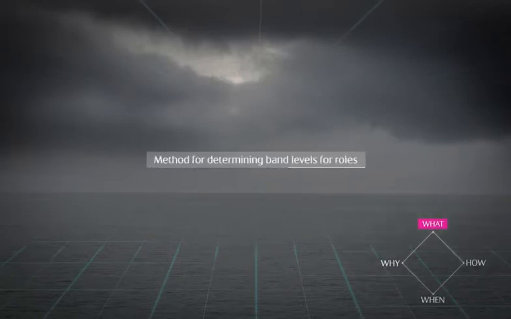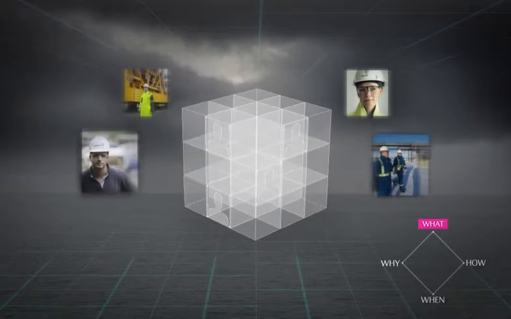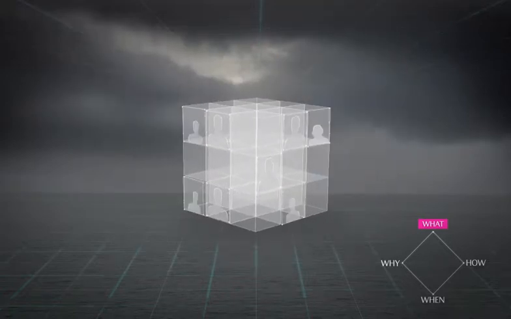Briefly, job architecture is a method for determining at what career band level a role in Statoil should be at. Notice that it is a system of evaluating roles, rather than a way of assessing individual employees or their performance.